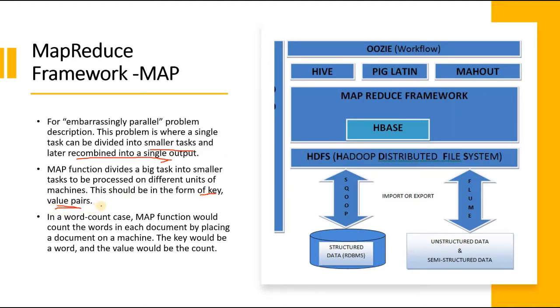If you still remember the NoSQL data that we have learned, we are going to store them in key value pairs. So for example, in word count, the word would be the key, and then the value is how many counts are available in a document. So in word count, the map function will count the words in each document by placing a document on the machine, and then the key would be the word and the value would be the count.